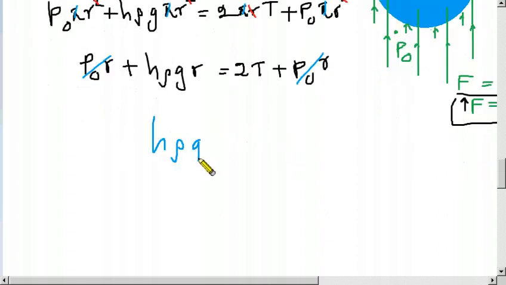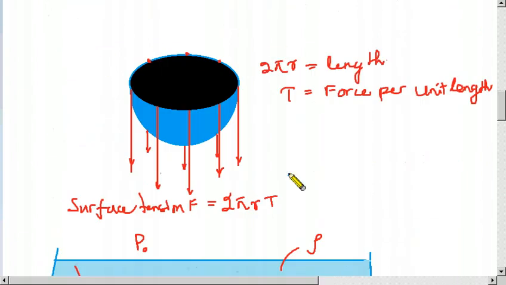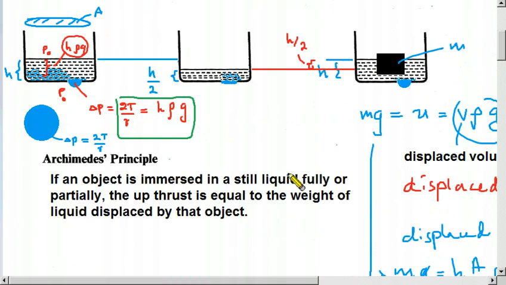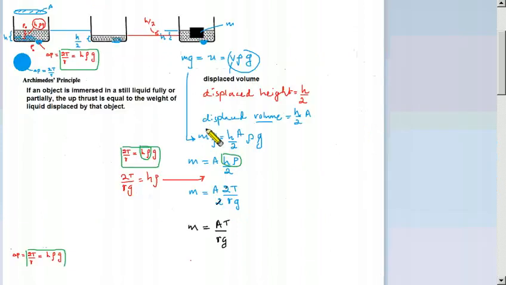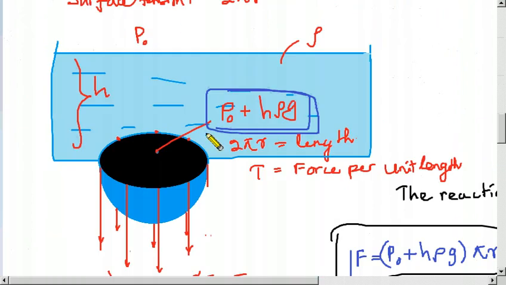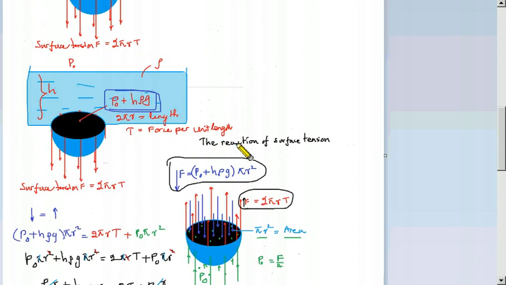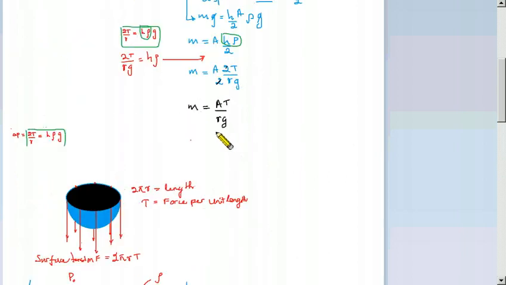Then hρg r equals 2T, so 2T divided by r equals hρg. So that is the equation we used here: 2T divided by r is equal to hρg. Now it is clear, you have no doubt now. I explained how to derive it. So that is the result we used to solve that problem.